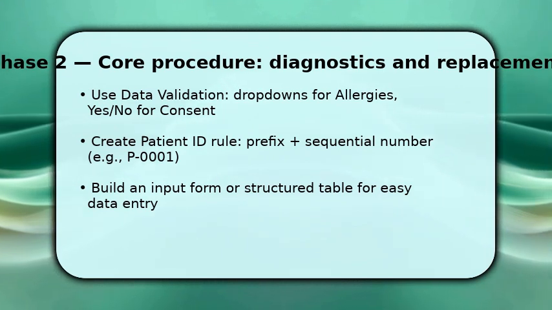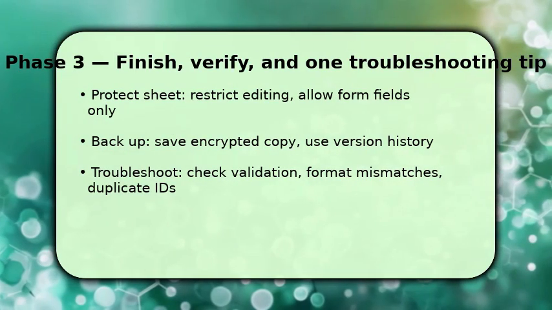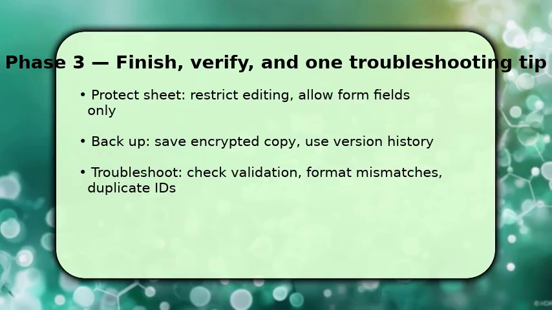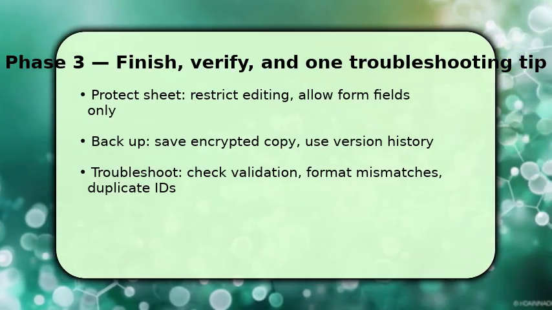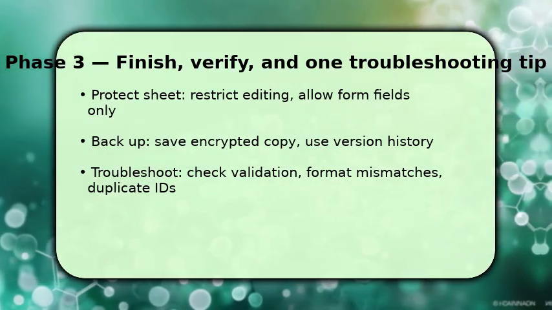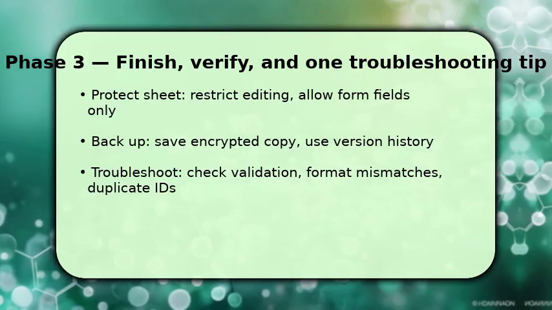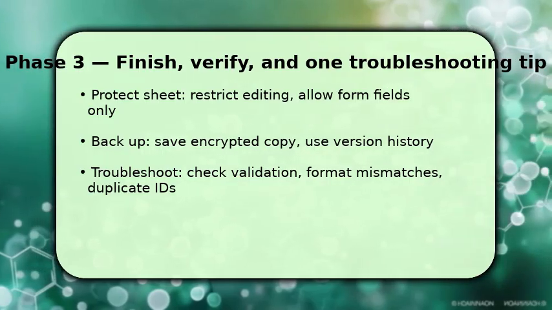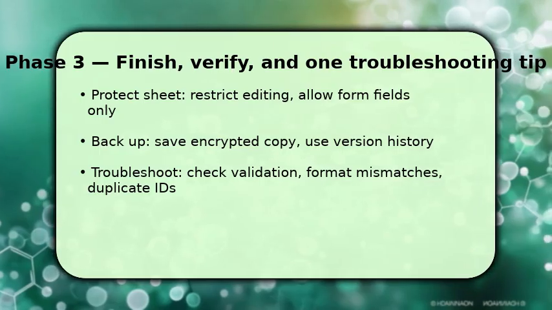You finish by securing and validating the system. Protect the sheet, allowing edits only in input columns, and save an encrypted backup copy so patient data stays private. Once done, enable Excel version history or periodic exports to CSV for redundancy.